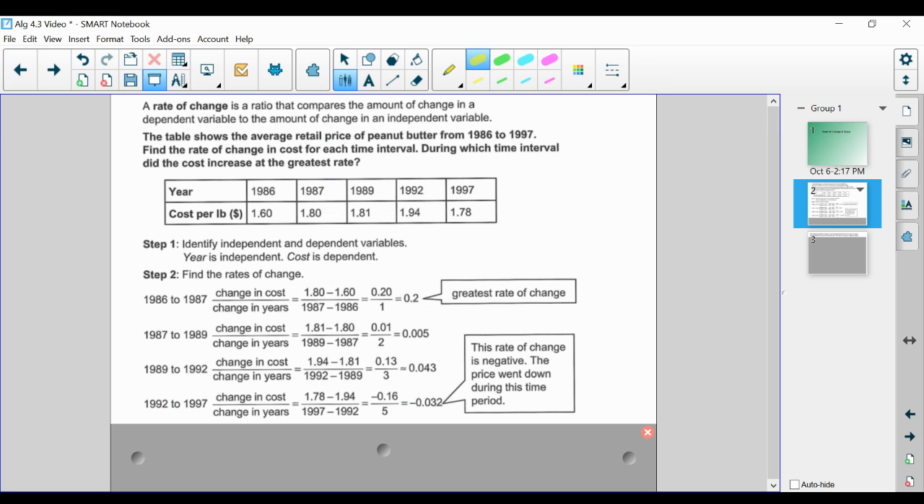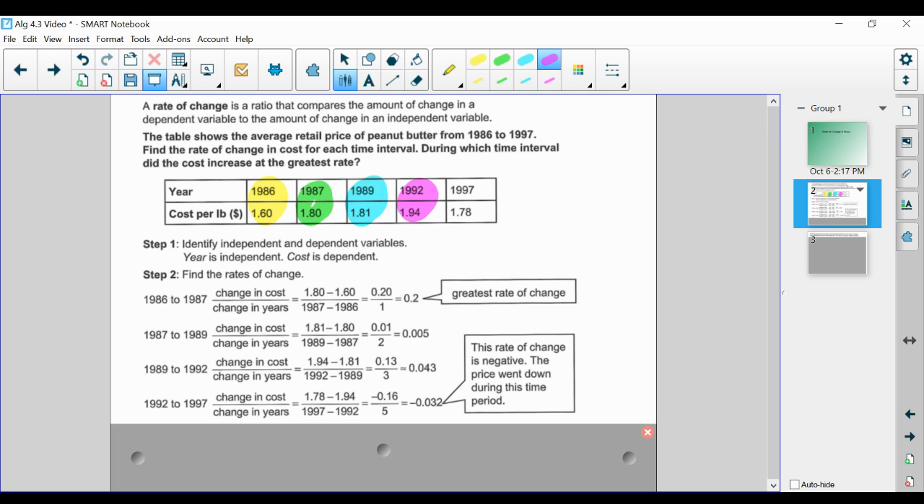And let me grab out a highlighter real quick. Let's say 1986 is in yellow, 1987 is in green, 1989 is in blue, 1992 is in purple, and 1997 is just chilling. When we apply these values into our fractions, you're going to notice something here.